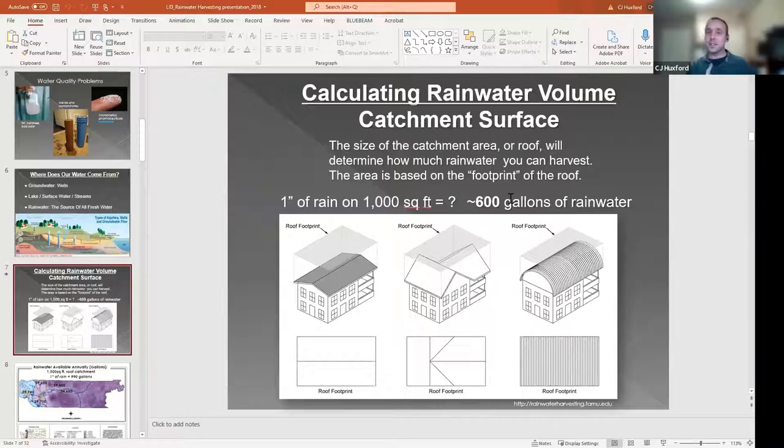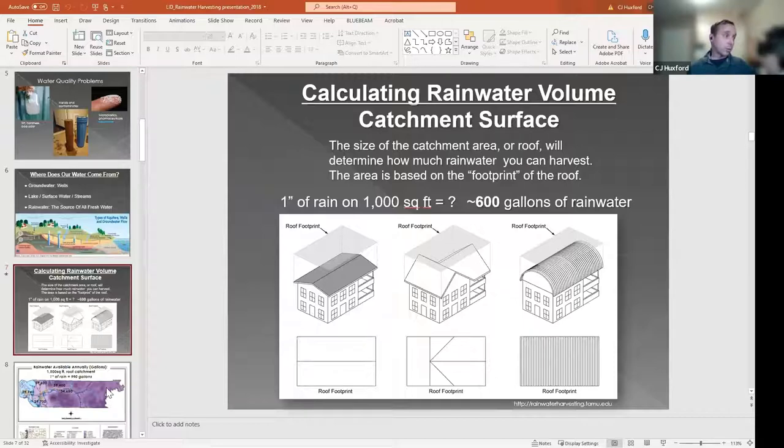So 1 inch of rain on 1,000 square feet will give you roughly 600 gallons of collected rainfall. And that's a true number wherever you are located in the Pacific Northwest or anywhere. When an engineer or civil engineer, or even when we're calculating rainwater catchment systems, that's the calculation we're using. If you're looking at a road surface, it's the same thing. It's that impervious surface. 1 inch of rain on 1,000 square feet will give you 600 gallons of collected rainfall.